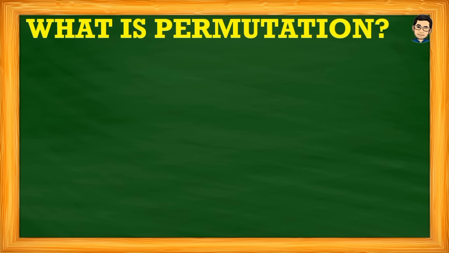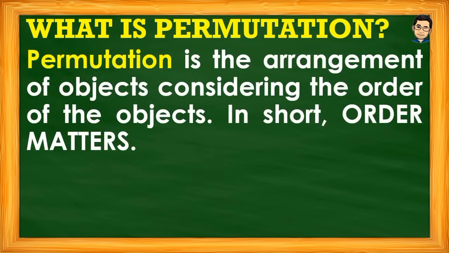So, let us now move on to the definition of permutation. Permutation is the arrangement of objects considering the order of the objects. In short, order matters. Okay, so ang pinaka-point lang naman ng permutation na ito is yung arrangement ng objects.